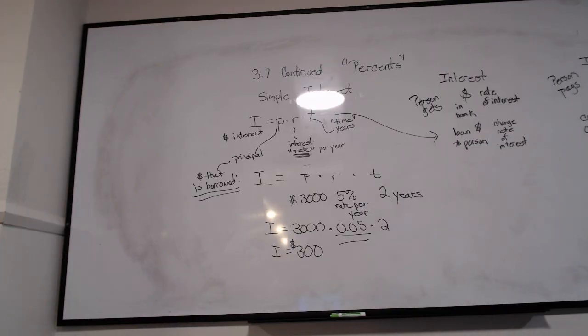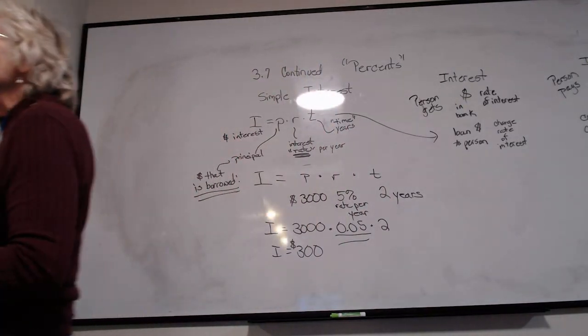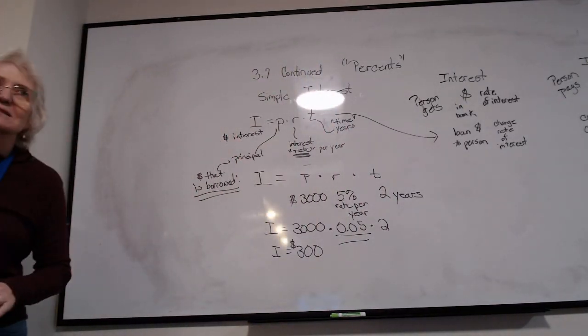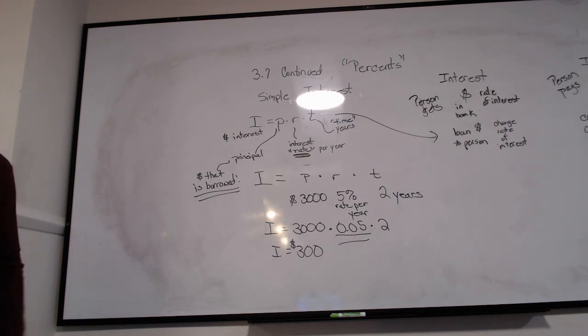Now, I am not actually charging my kids simple interest. I'm doing the other one, the compound interest, just because they're gonna borrow it for a lot longer than the 2 years. So I'm charging more interest on that, okay?